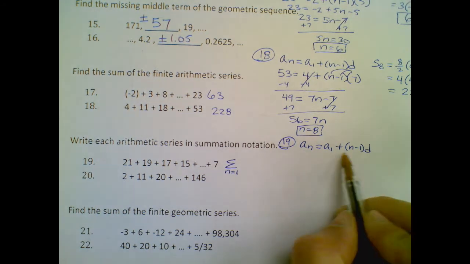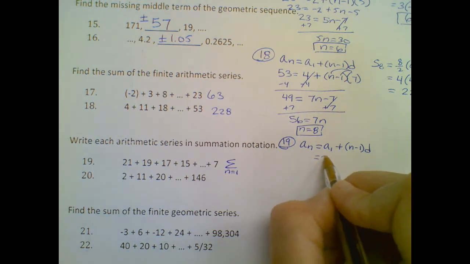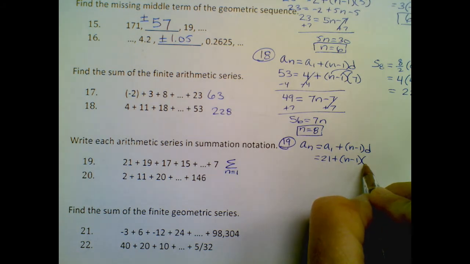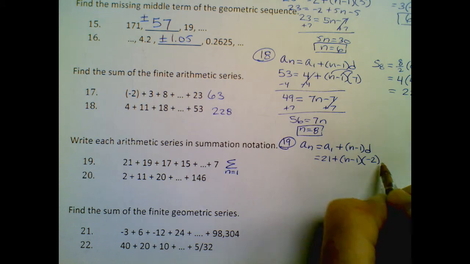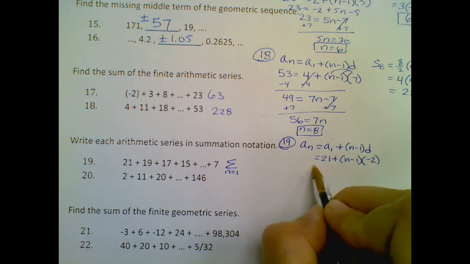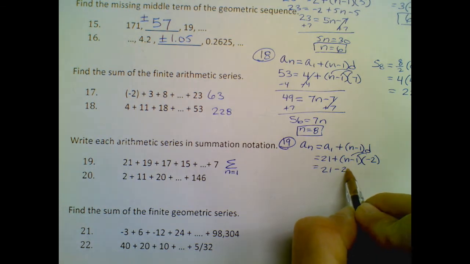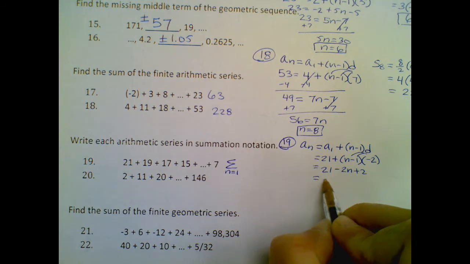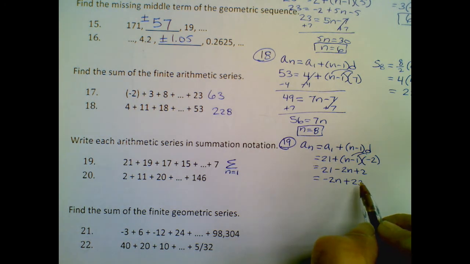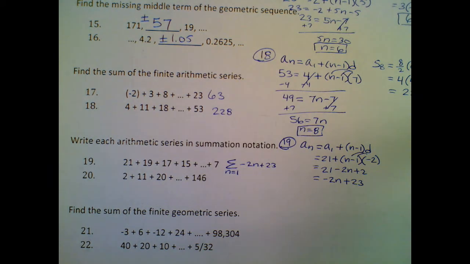Okay, and we're going to just simplify this right hand side so we can solve for our a sub n. So our first term is 21. We don't know the number of terms, and then our common difference is subtracting 2 each time. So we can put a -2. And then we are going to just simplify this right-hand side. So distribute that -2. So we get -2n plus 2. Combine like terms, so we get -2n plus 23. So that's going to go on the right-hand side of our summation notation.